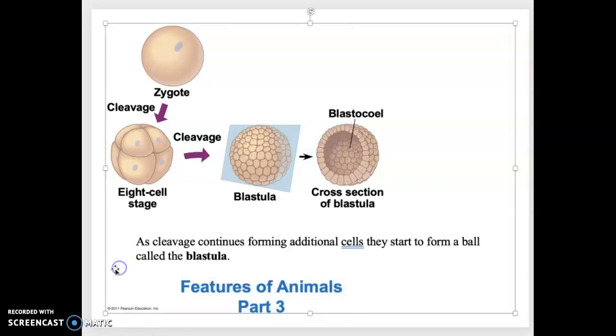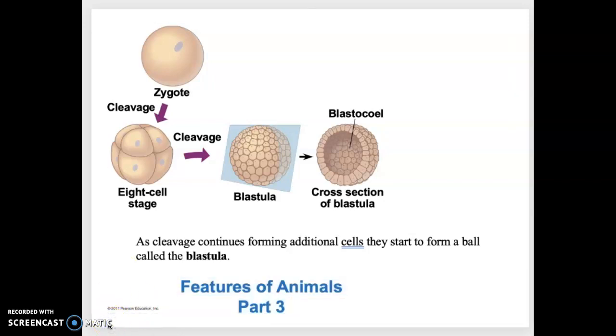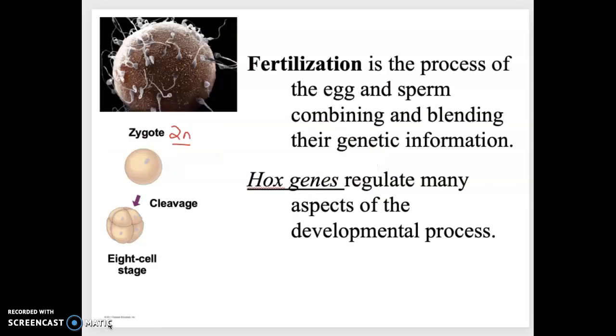Okay, so let's go ahead and keep talking about the features of animals, what makes animals different than other groups we've discussed. Last lecture, we were discussing the developmental process. We left off with the developmental process. It starts with fertilization, egg and sperm combine. You now have a diploid organism or sporophyte, or we call it the zygote. It's all the same thing.